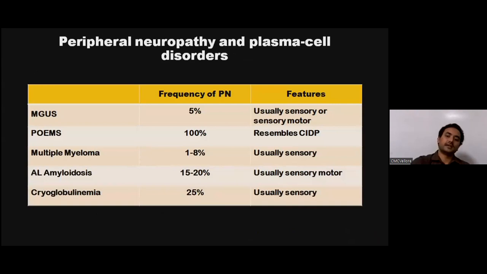Peripheral neuropathy and plasma cell disorders. MGUS is usually associated with about 5% of peripheral neuropathies, but I want to show that in POEMS, 100% of cases are associated with peripheral neuropathy, which resembles CIDP. It is around 8-10% in multiple myeloma, 20% in amyloidosis, and 4% in cryoglobulinemia. So that is the association with plasma cell disorders.